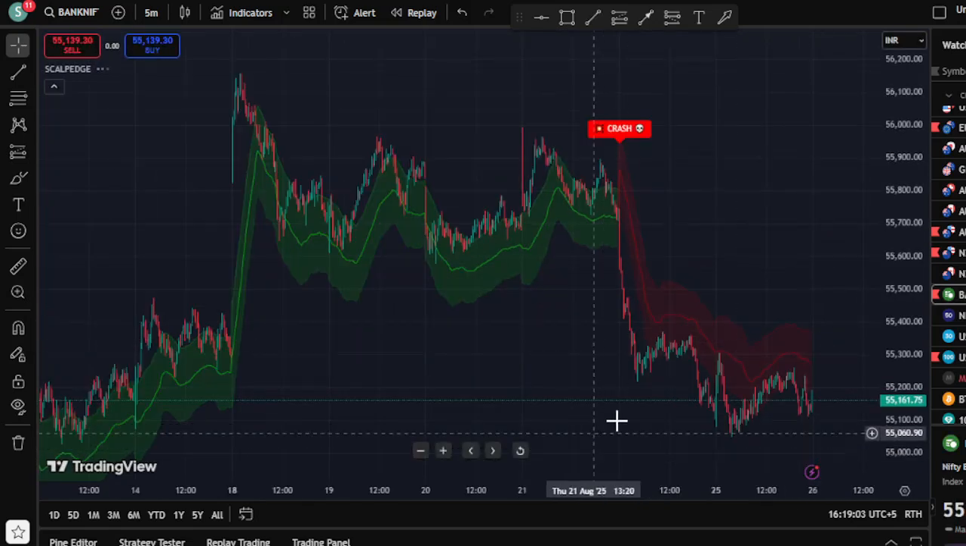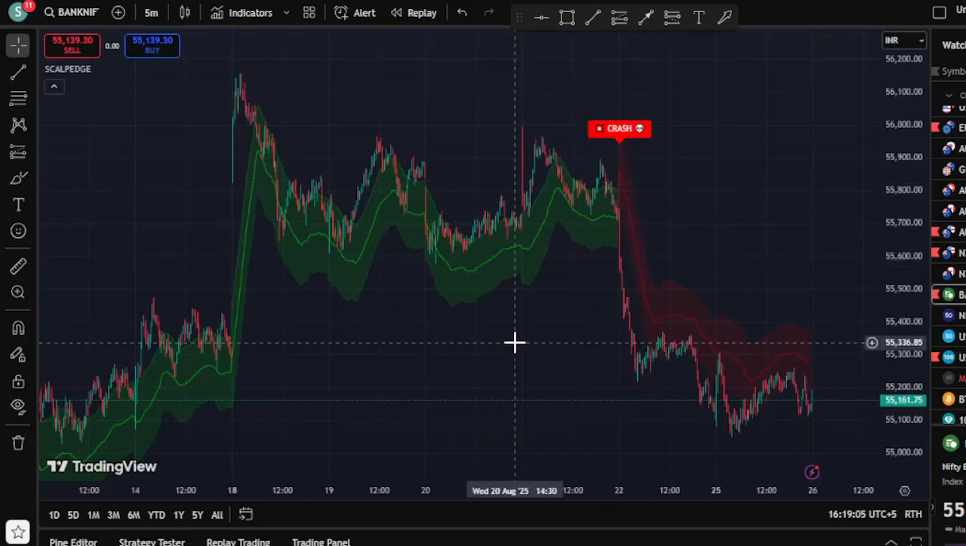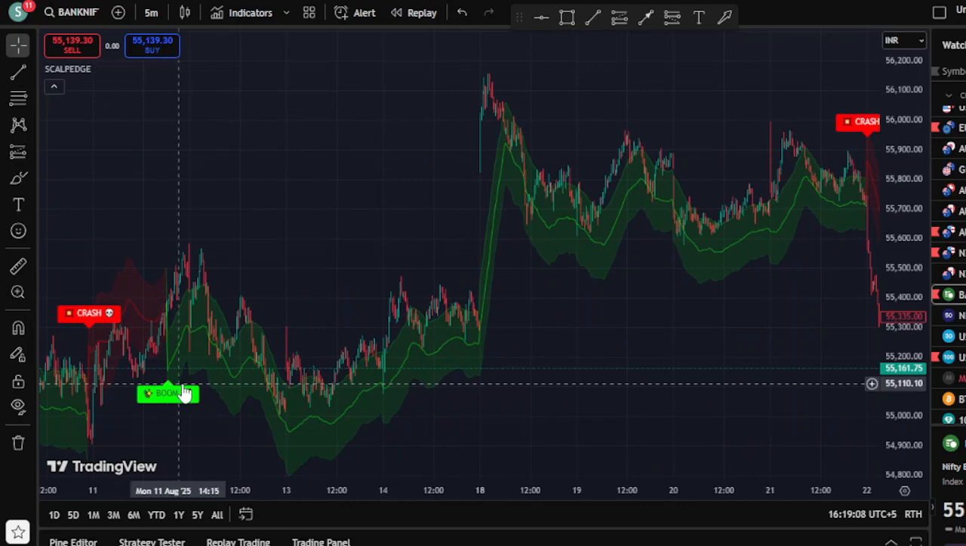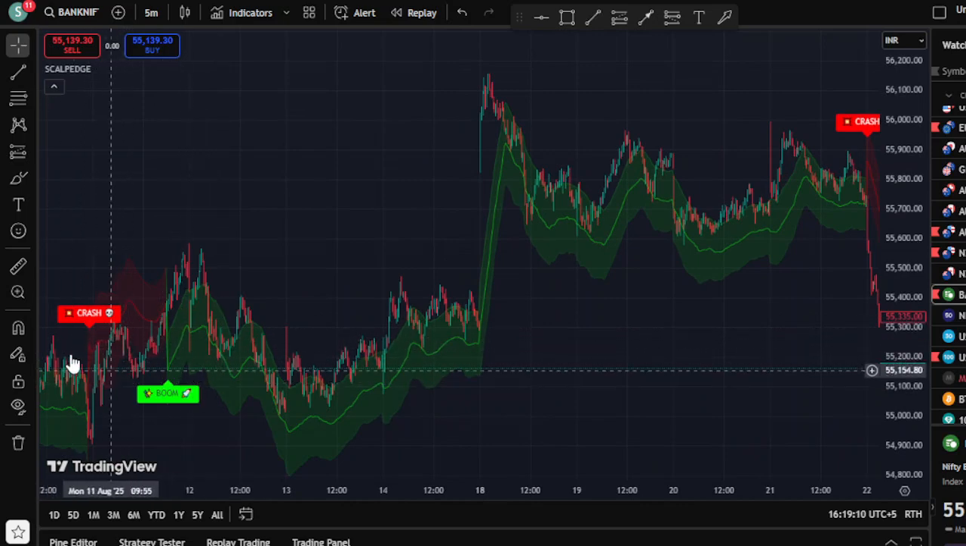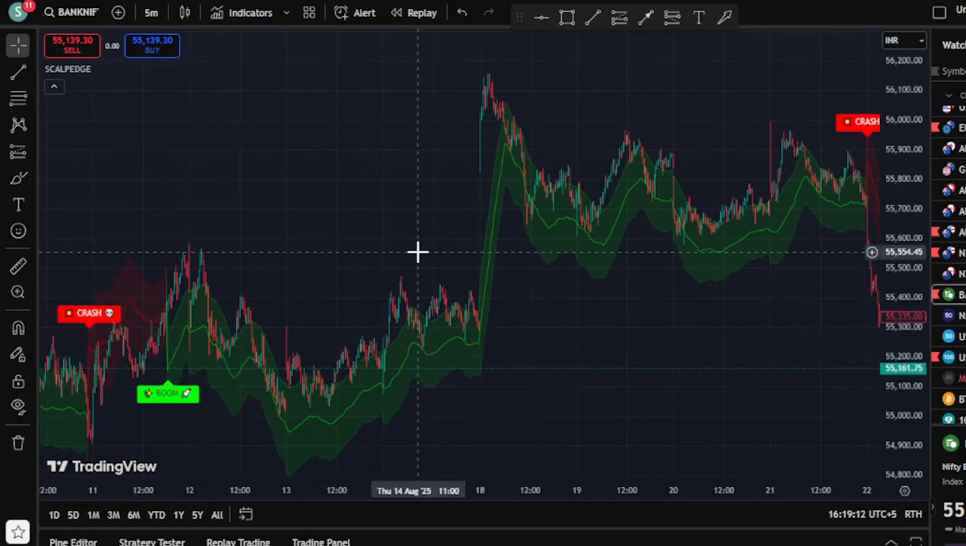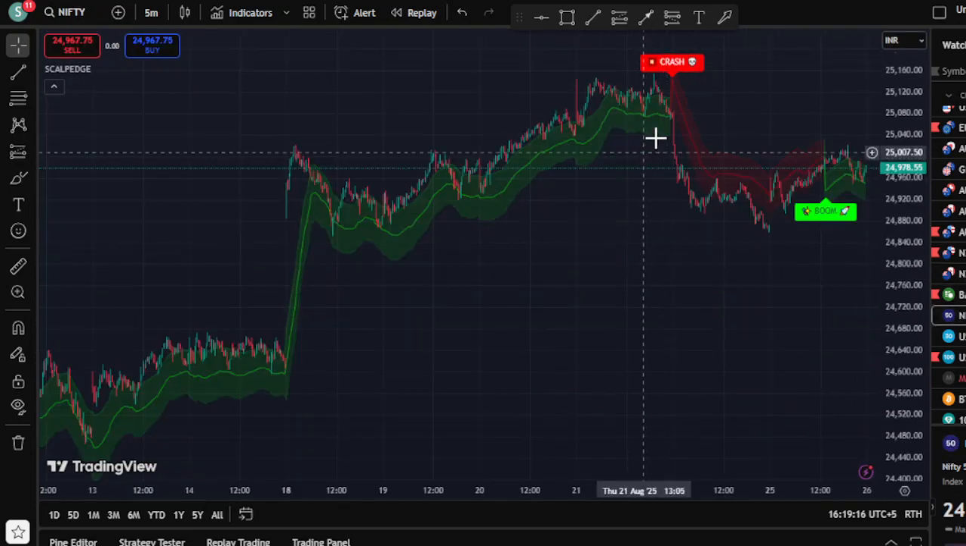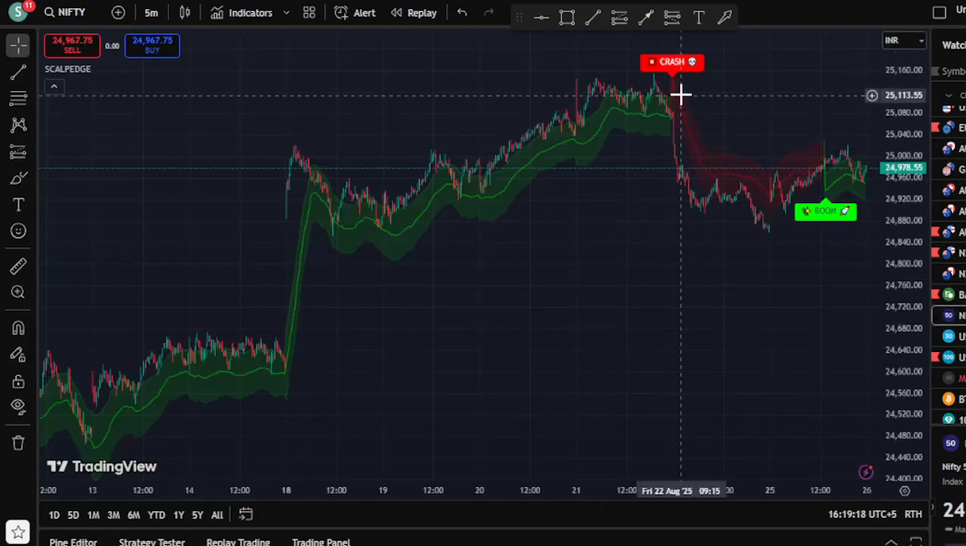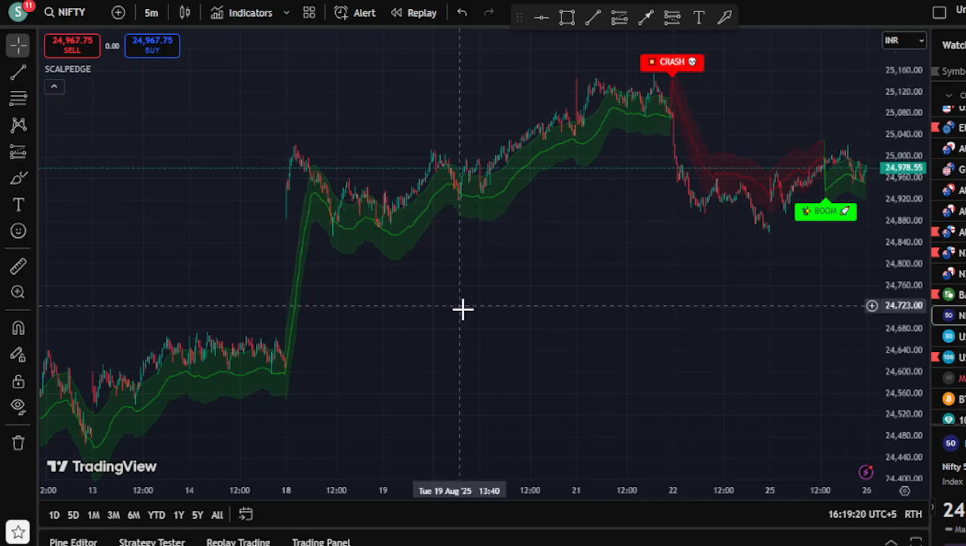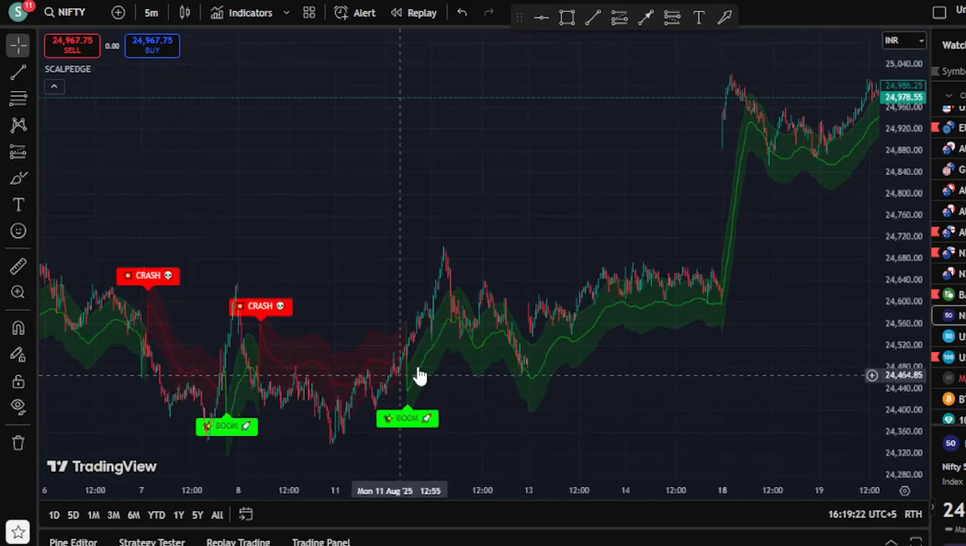Let's have a look at Bank Nifty. You can see on Bank Nifty that was a crash, the price was down, and previously that was a boom, and that was the wrong signal from the indicator. So it will show you the trend plus the boom and the crash, and you can trade anything. Like you can see this is the Nifty chart, the crash and the boom is working right now, and previously there must have been some boom.